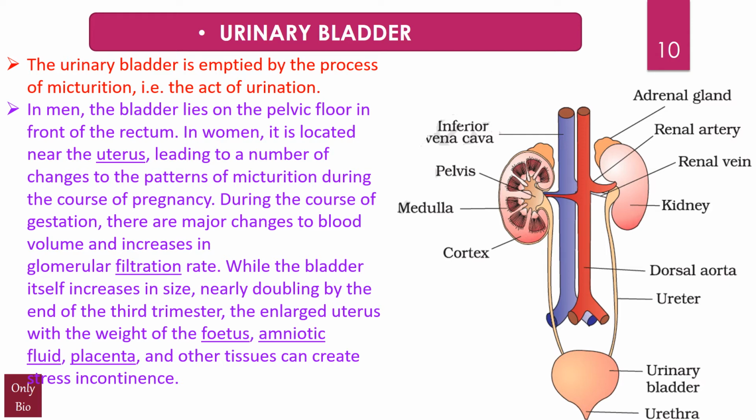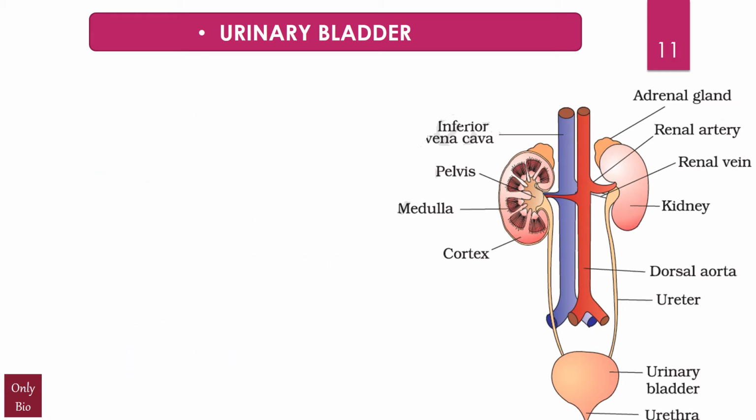There are major changes to the blood volume and increases in the glomerular filtration rate. That is the rate at which the primary urine is formed after filtration in the nephron. So while the bladder itself increases in size, nearly doubling by the end of the third trimester, a third trimester is nothing but the seventh, eighth, and ninth month of pregnancy. The enlarged uterus with the weight of the fetus, amniotic fluid, placenta, and other tissues can create stress incontinence.